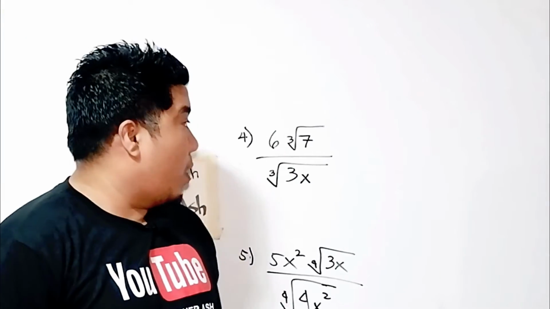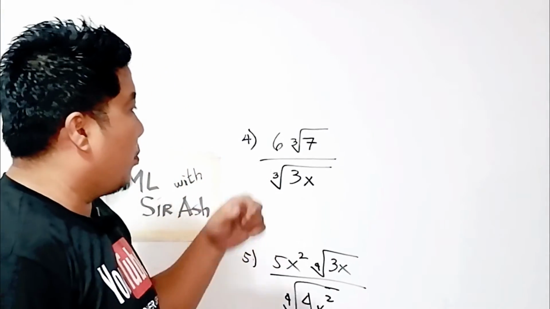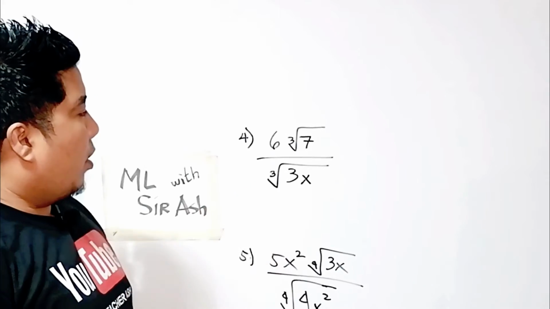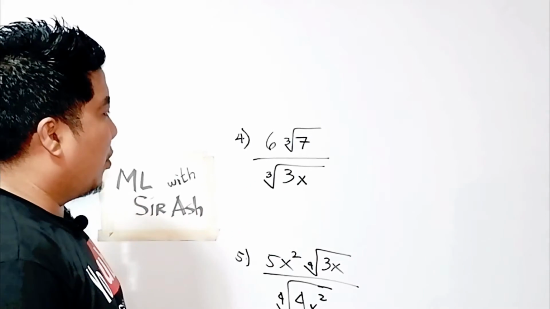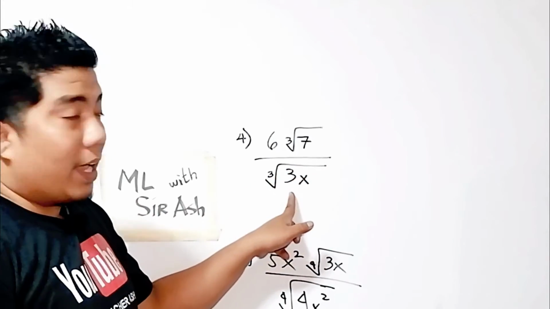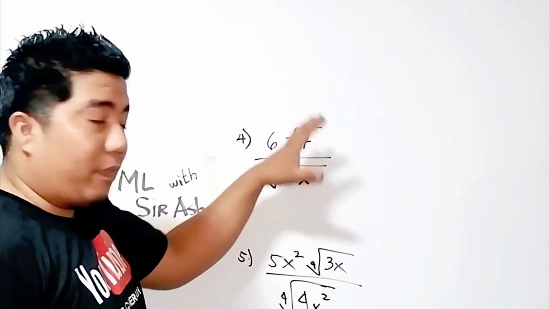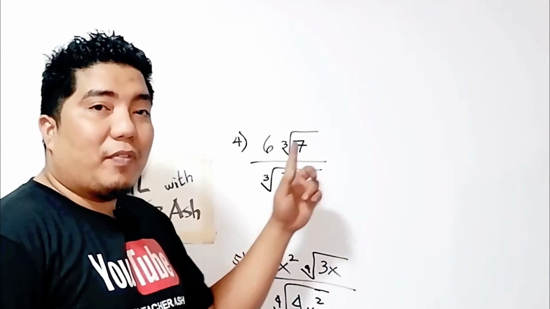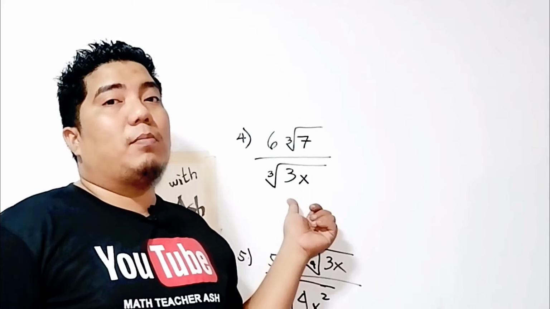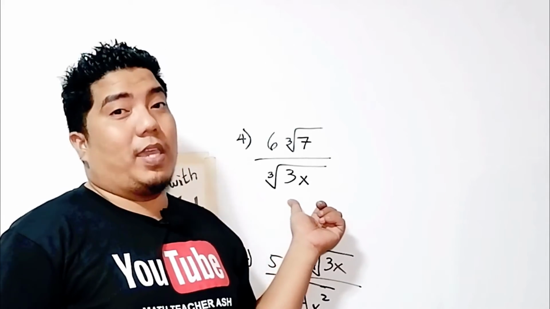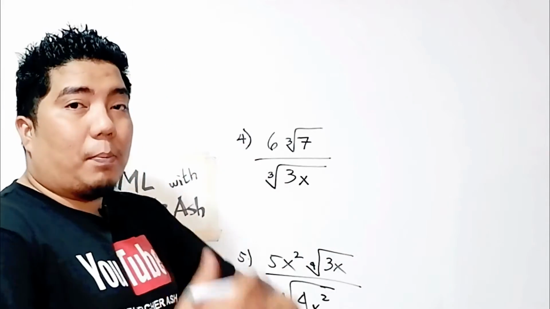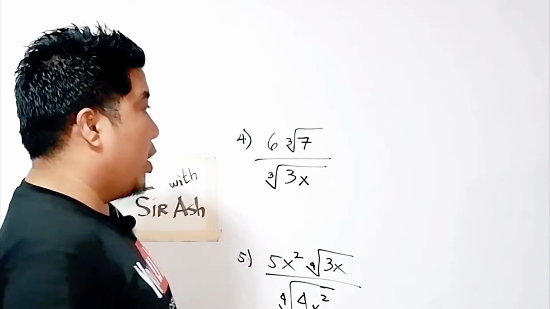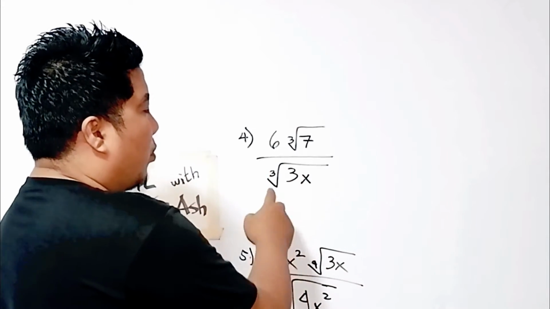Okay, math learners, for our fourth example, we have 6 cube root of 7 over cube root of 3x. Okay? So, basically, 7 and 3x are the things that can be simplified here, but we cannot divide them because 7 is not divisible by 3. Okay? So, what we can do is we just apply our rationalization. So, let's just eliminate the cube root here.